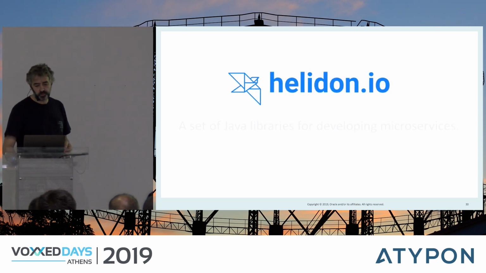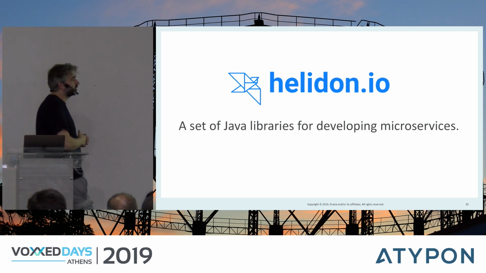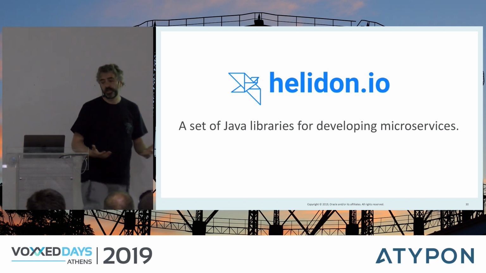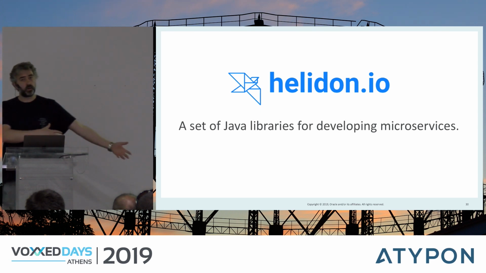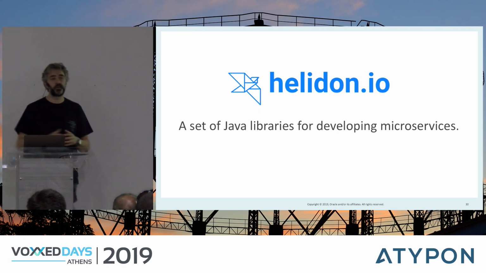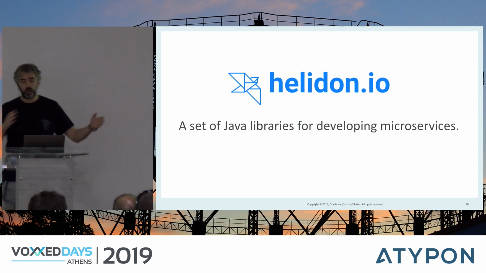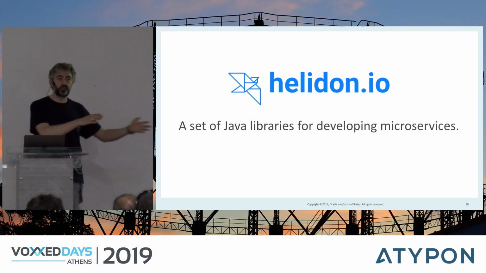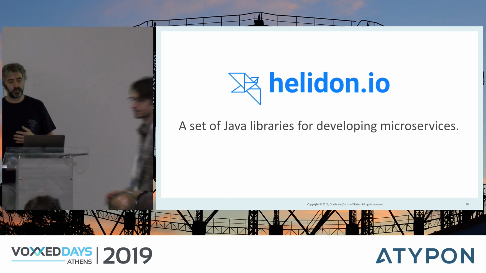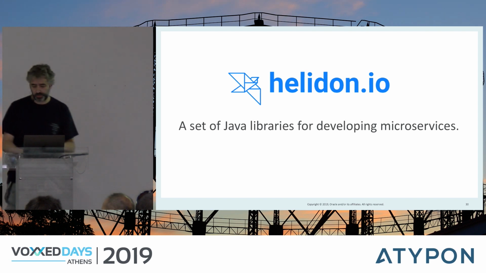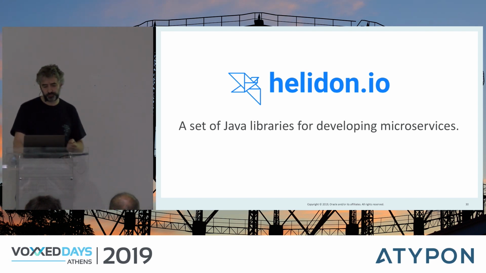So to summarize, Helidon.io, an open source set of Java libraries for developing microservices. And the nice thing about Helidon is that you have the choice. You have the Helidon SE model, and you also have the Helidon MP model. So on one hand, that's where we innovate on the SE side. And on the other hand, we are also making sure that we provide a standard way of developing microservices. That's where Helidon MP comes into play. So you have the choice.